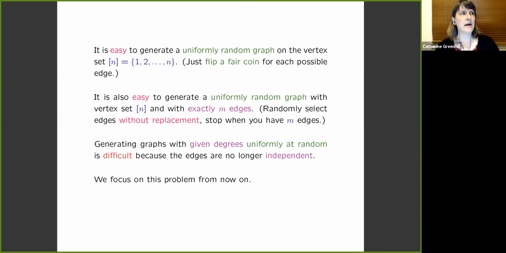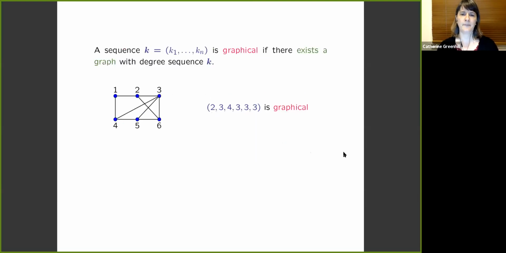However, if you're looking at generating graphs with a given degree sequence, it's no longer so easy. And this is basically because your edge choices are no longer independent. So if you fill up enough edges around a vertex so that it has the desired degree, then you know that you're not going to add any more edges at that vertex, for example. So it becomes a more challenging problem. And this is the problem that I'll talk about today.